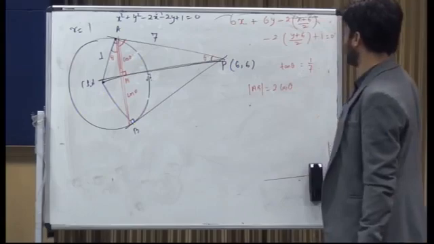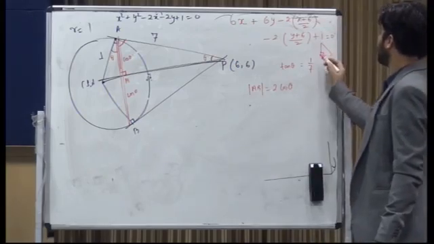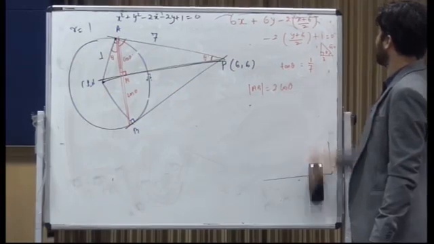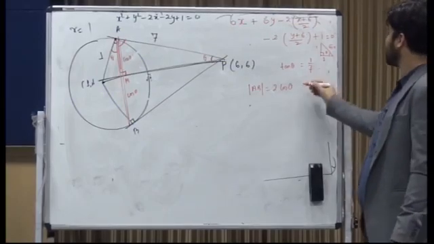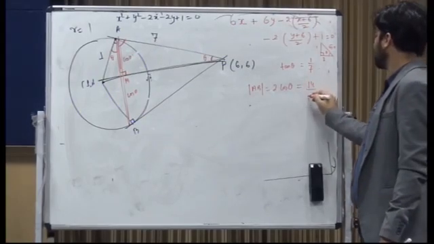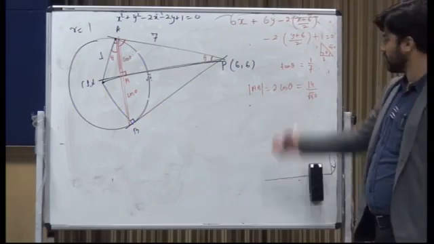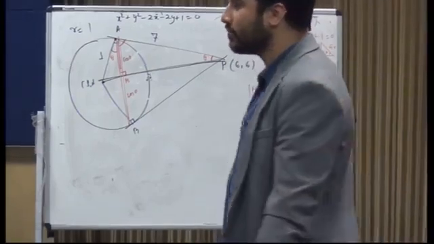if tan theta is 1/7 तो cos theta क्या होगा अगर right triangle बनाओगे? This is 1, this is 7, this is theta, so this is root 50. So cos theta क्या होगा? So you have found your mod AB. Right or wrong? Easy, no?